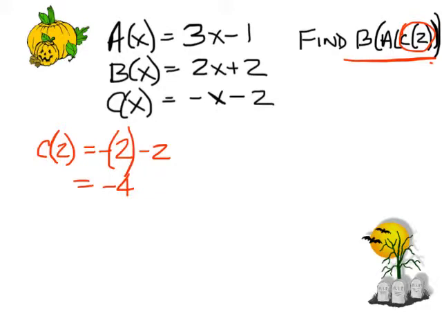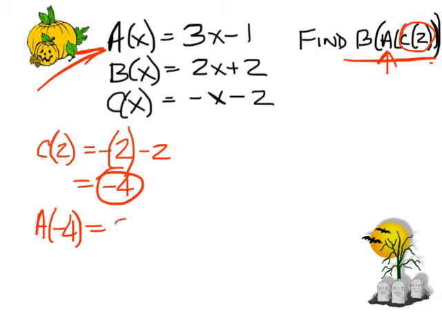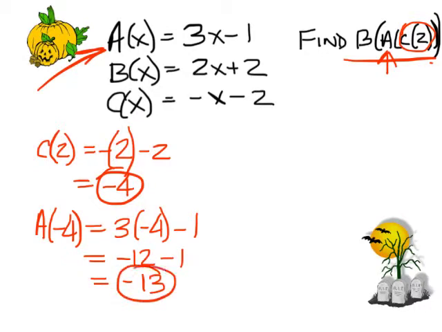Now go back one function to the left, which is the A function. And you're going to use this negative 4. So A of negative 4 comes from here. That's 3 times negative 4 minus 1. Negative 12 minus 1 is negative 13.